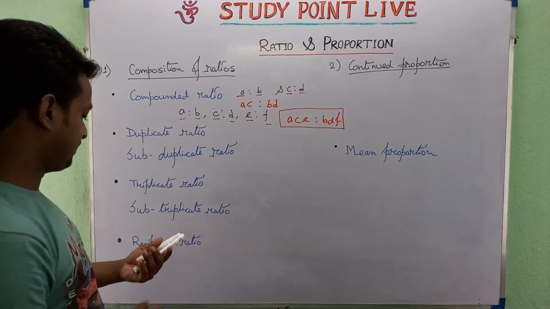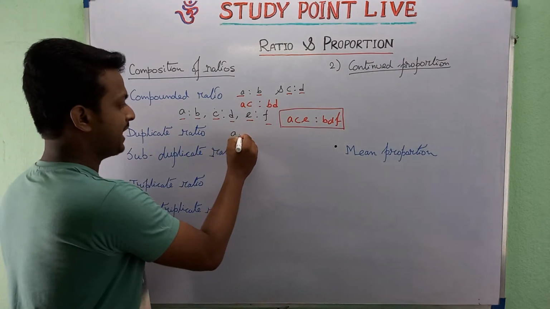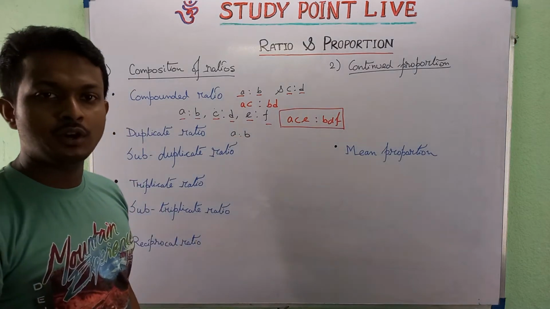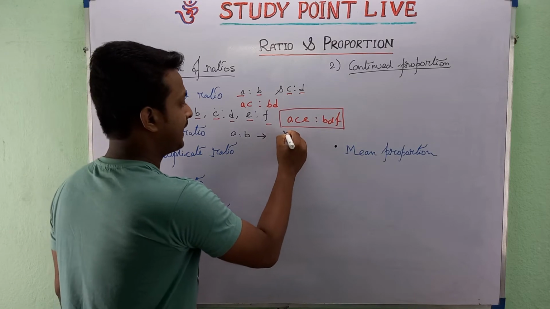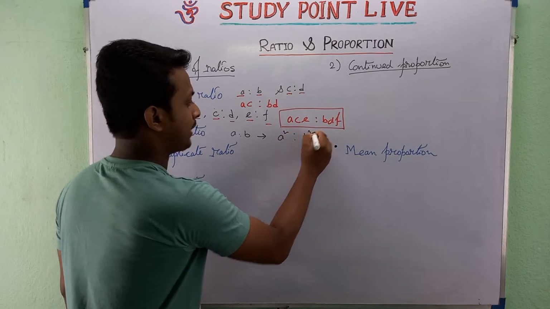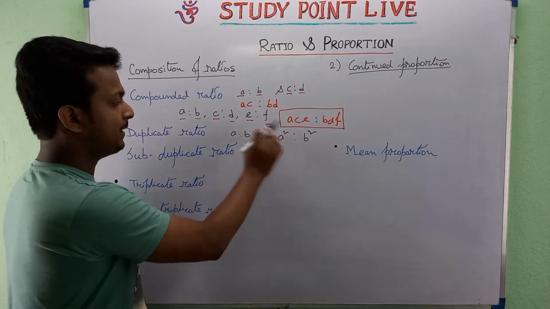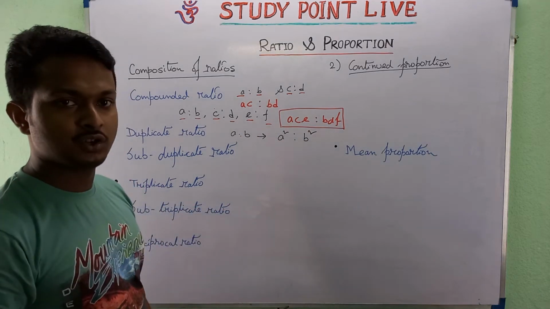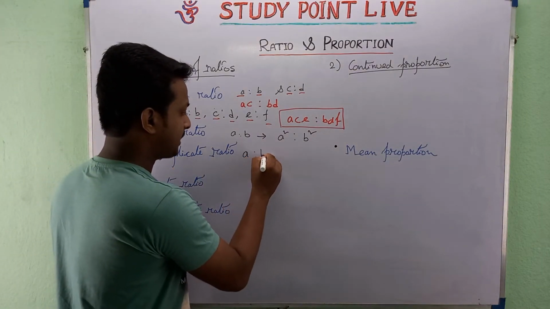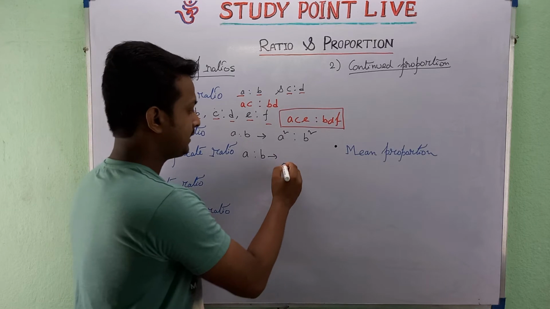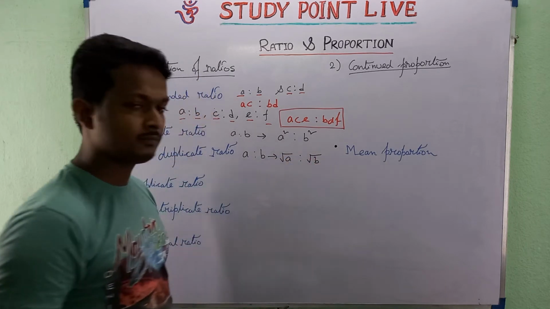Now if we come to the next topic, that is the duplicate ratio. Suppose we have A is to B and we want to write the duplicate ratio of A is to B. Now it will become A square is to B square. Duplicate ratio means we have to write the square of each element and then again write it in ratio form. Now what is the subduplicate ratio? If we want to write the subduplicate ratio of A is to B, it will become root over A is to root over B.